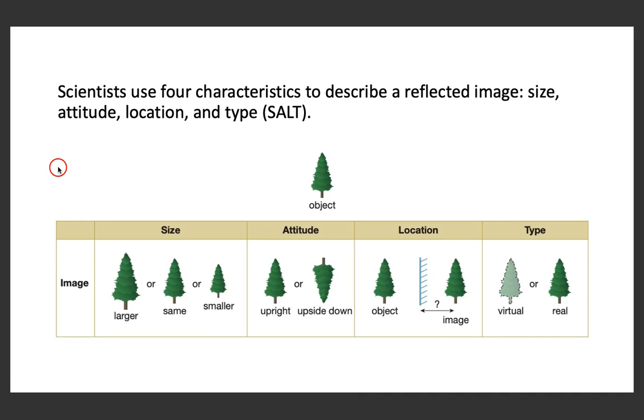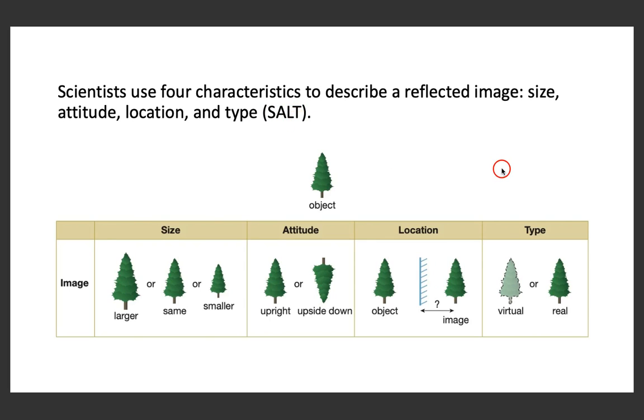Now, scientists use 4 characteristics to describe a reflected image, and we're going to talk about each of them in this PowerPoint. It might not be clear exactly what some of these mean until we start looking at mirrors that are not flat. For now, SALT is a way of remembering these 4 characteristics. SALT is spelled S-A-L-T. S stands for size, A is for attitude, L is for location, and T is for type.